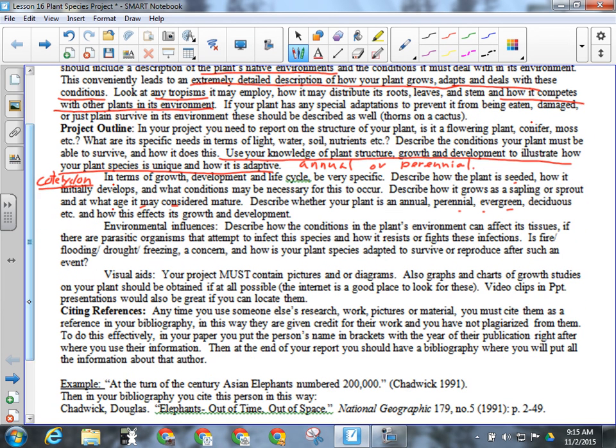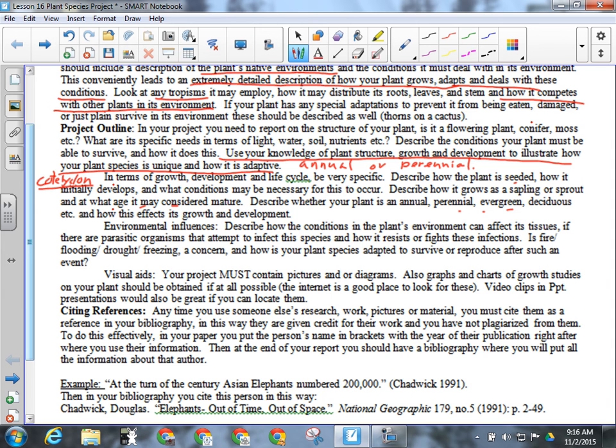And then again, environmental influences. Describe how the plant's environment can affect its tissues. Are there parasitic organisms? Is the plant itself parasitic? There are a couple. Are there parasitic organisms that attempt to infect that species? If you're talking about pine trees, the pine beetle would be an infestation that's a problem.